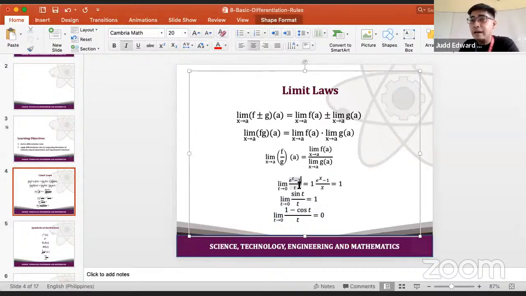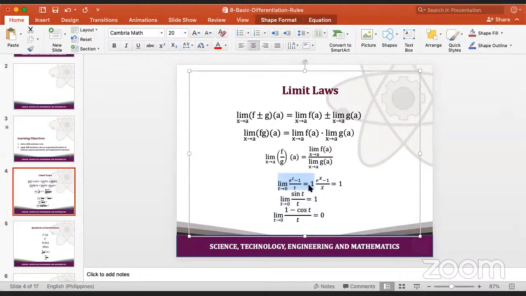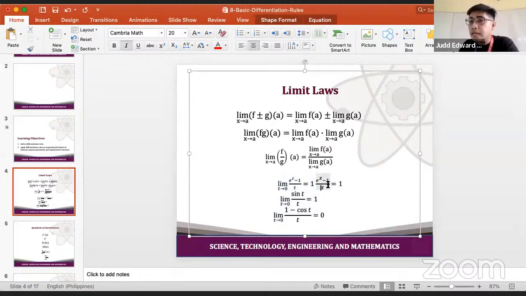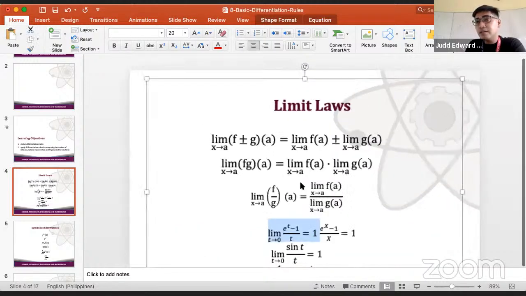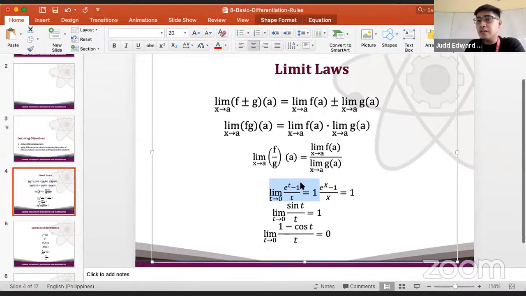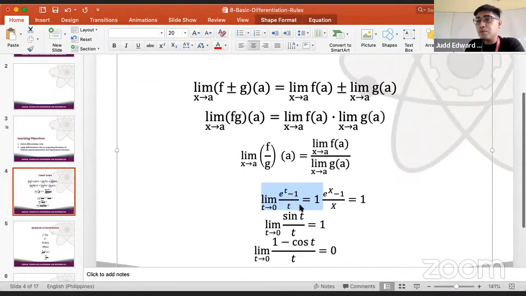Since this is e raised to t minus 1 over t is equal to 1, pinalitan natin, naging e raised to x minus 1 all over x. Will still that be equal to 1? May equate pa ba natin siya sa 1? Yes or no? Any volunteer to answer? Magiging equal pa po ba siya kay 1? If that is the case, ito po yung given sa atin. The limit of e raised to t over t as t approaches 0, pag ganyan daw po yung lumabas, ay equal siya sa 1.